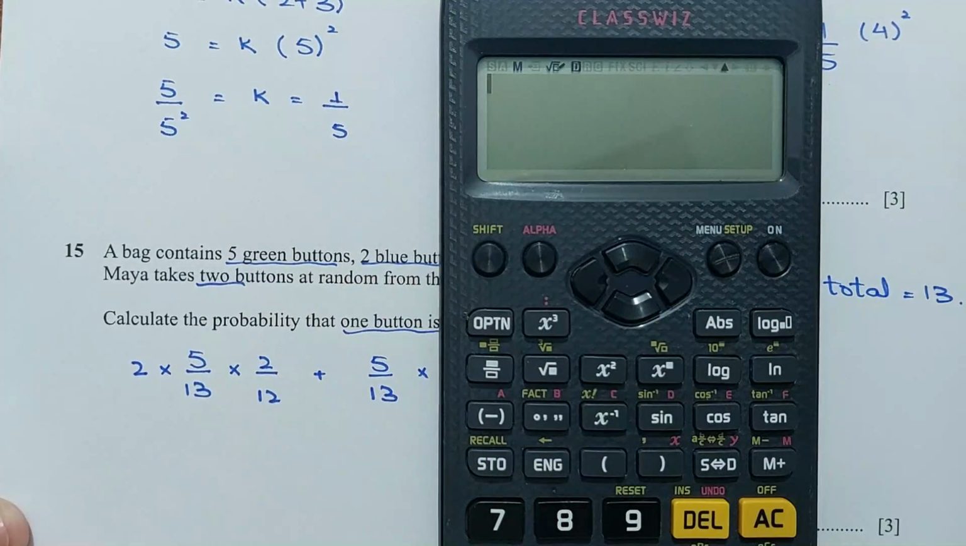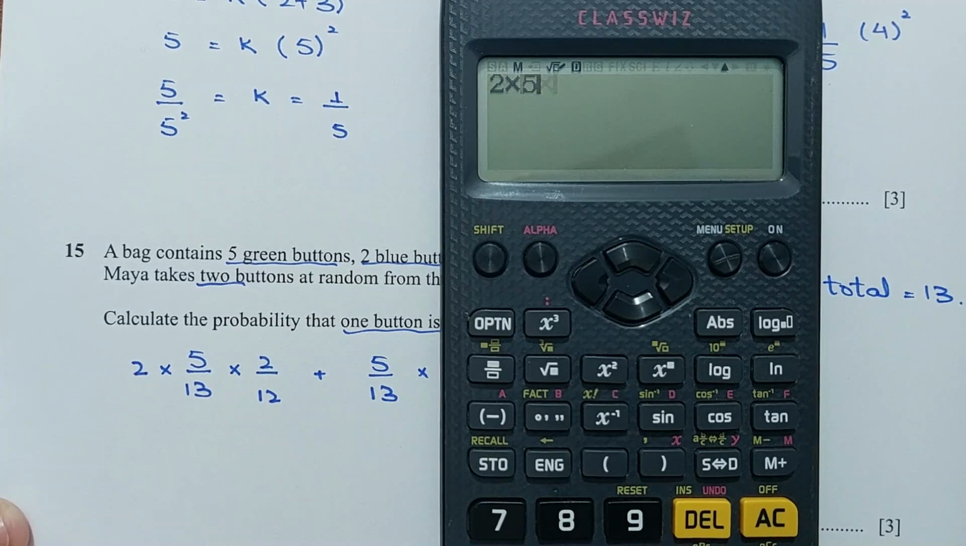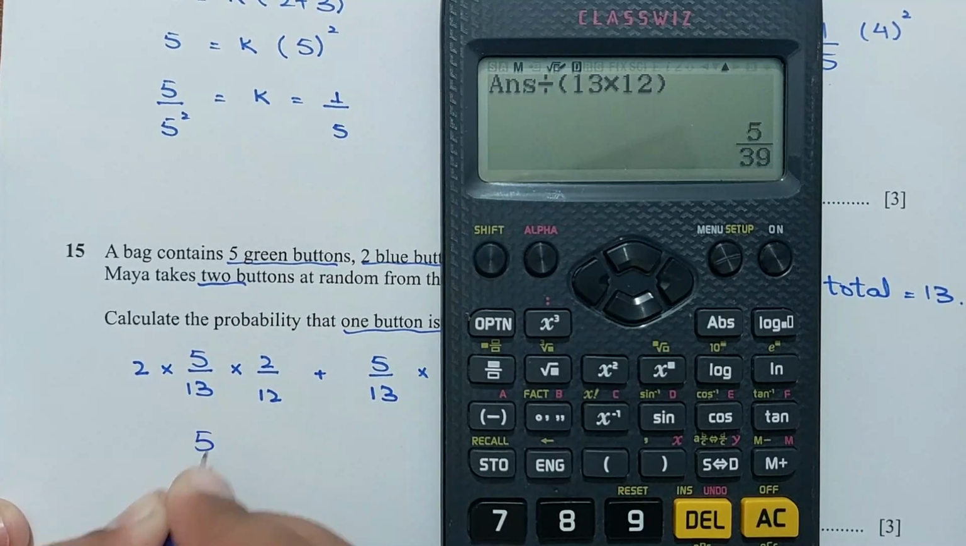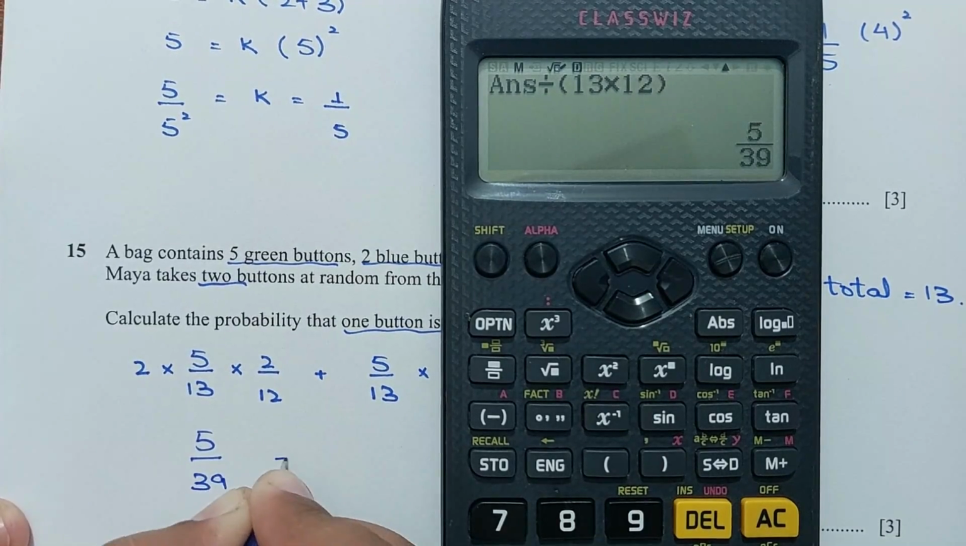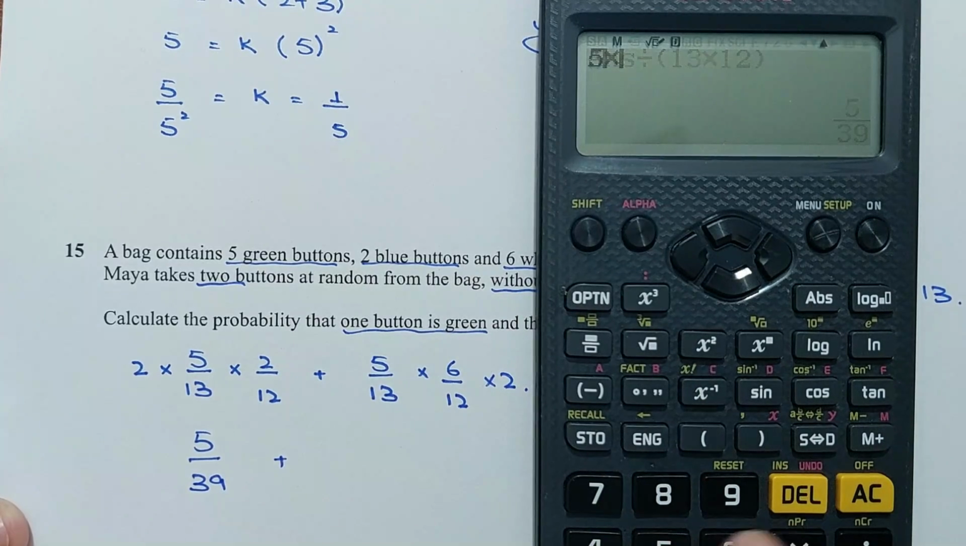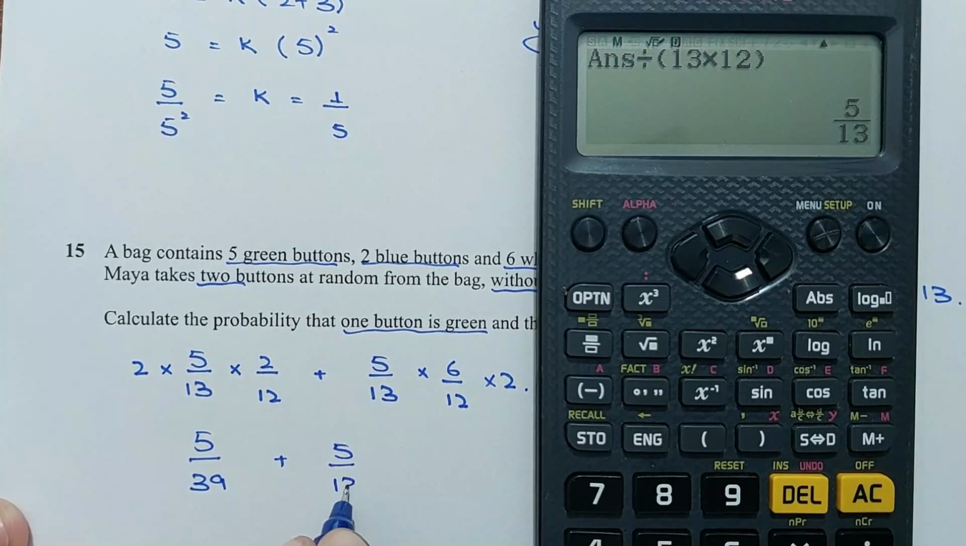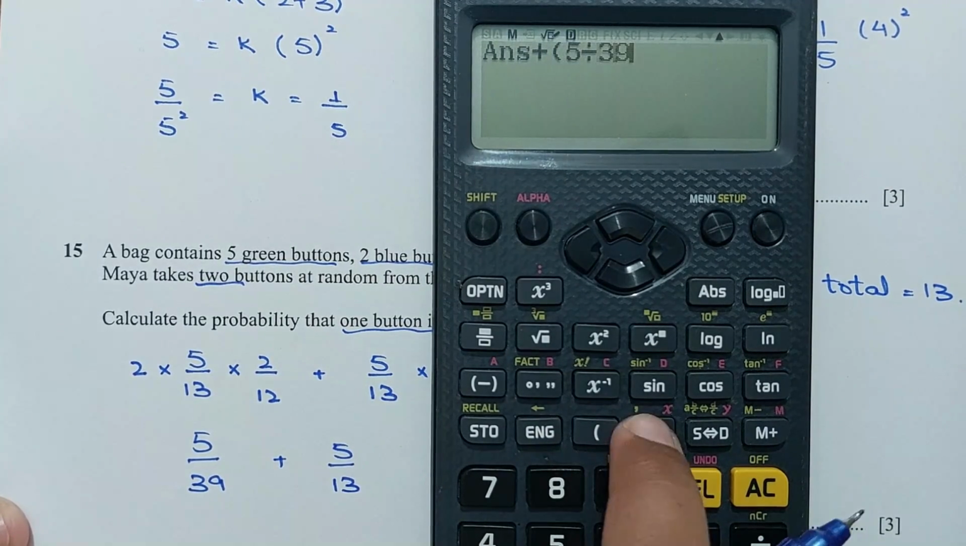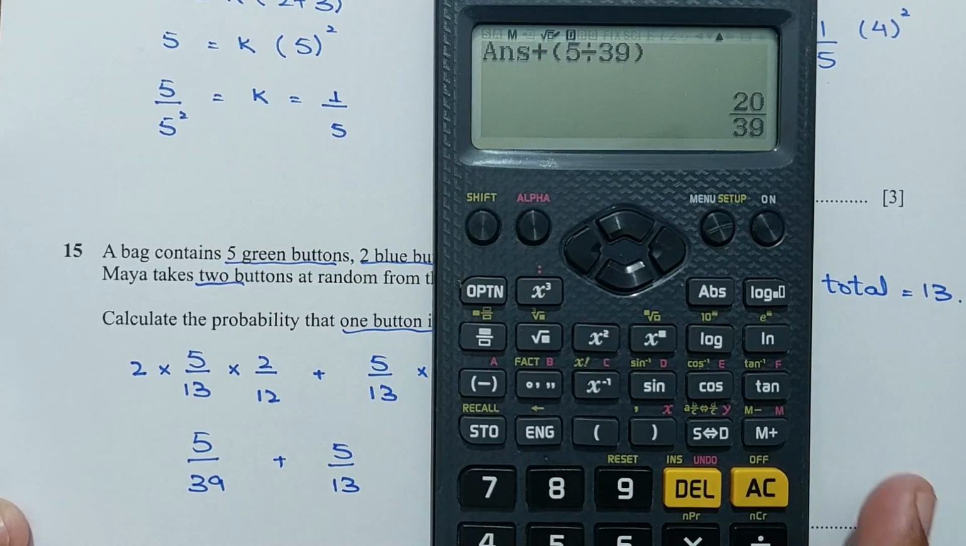Now let me simplify. 2 times 5 times 2 divided by 13 times 12, plus 5 times 6 times 2 divided by 13 times 12. This is 5 by 39 plus 5 by 13. You have to add them. 20 over 39 is the answer.